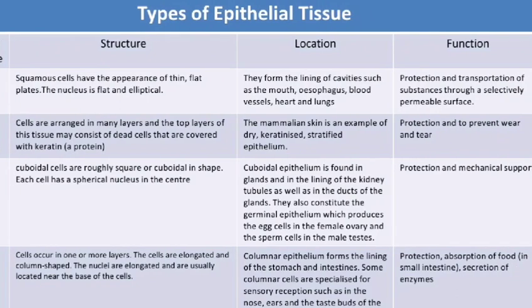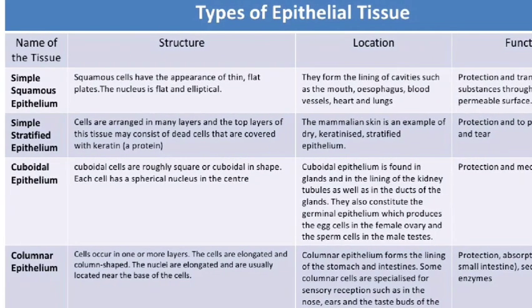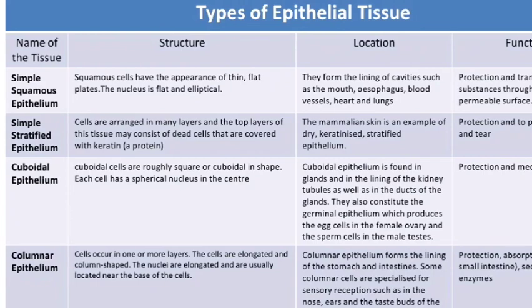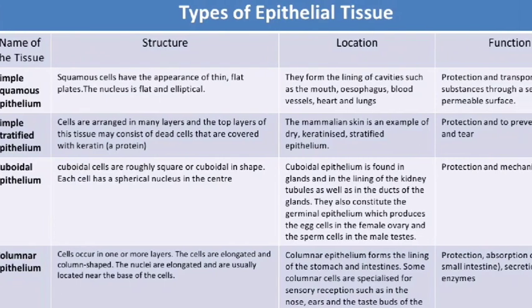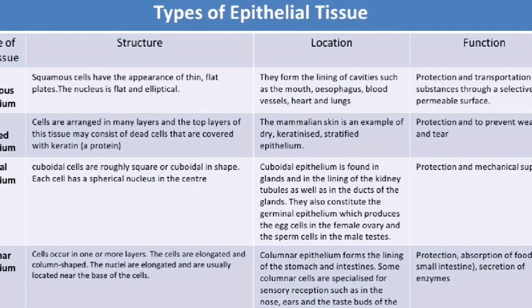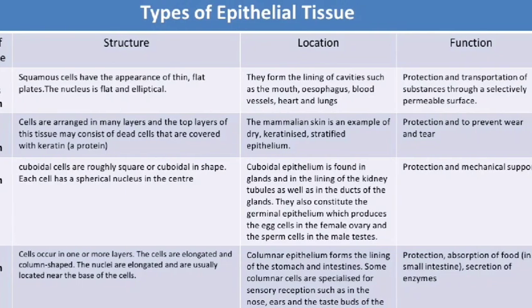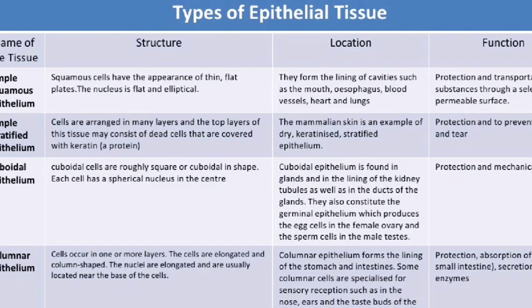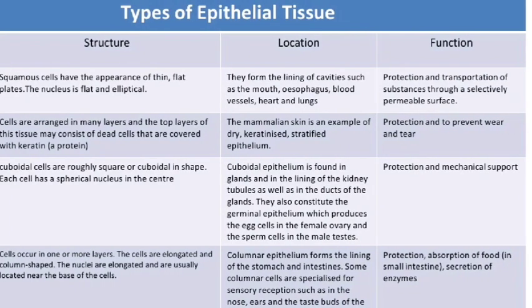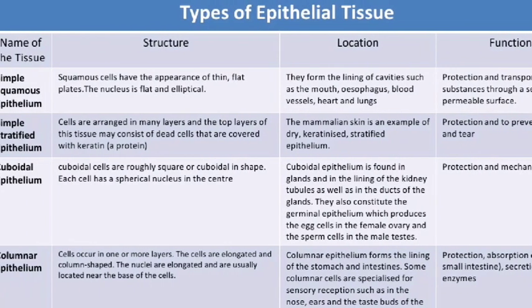Coming to the simple stratified epithelium structure, here cells are arranged in many layers, and the top layers of this tissue may consist of dead cells that are covered with keratin. Mammalian skin is an example of dry keratinized stratified epithelium. The function of simple stratified epithelium is to protect and prevent wear and tear.